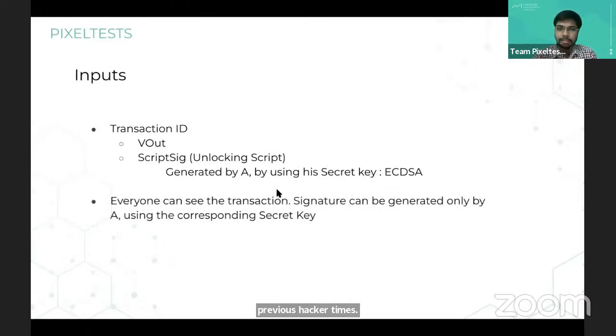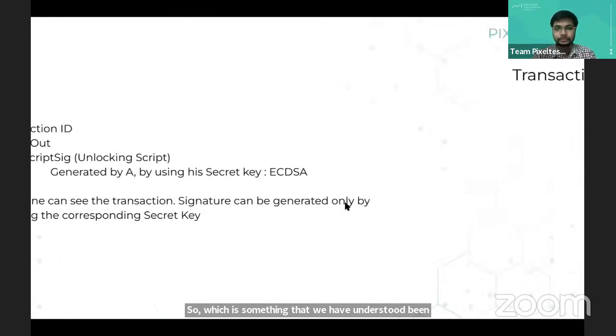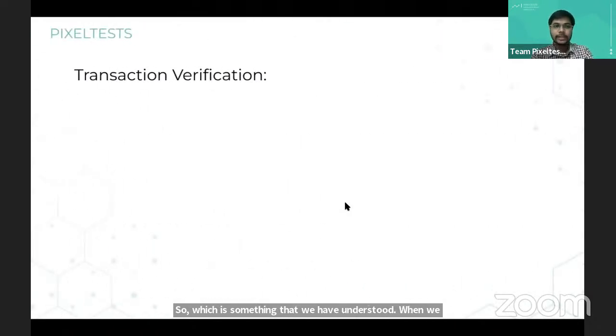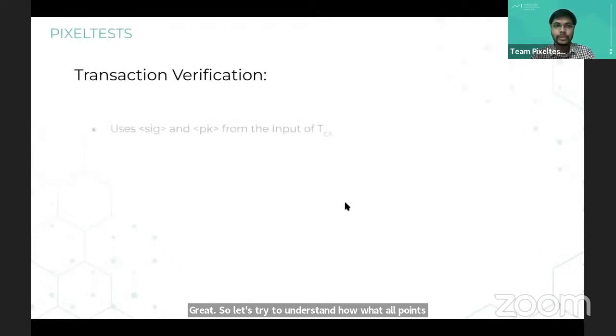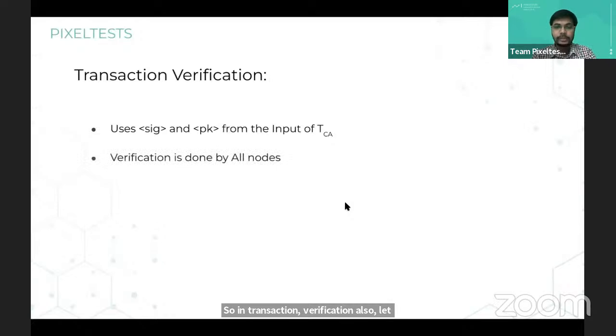Everyone can see this transaction, but the signature can be generated only by A using the corresponding secret key, which is something that we have understood when we did the ECDSA, right? So let's try to understand what all points Professor Pandurangan sir walks us through. In transaction verification also, let me bring up the screenshot that Professor Pandurangan has shown.